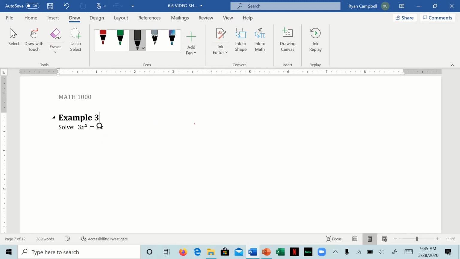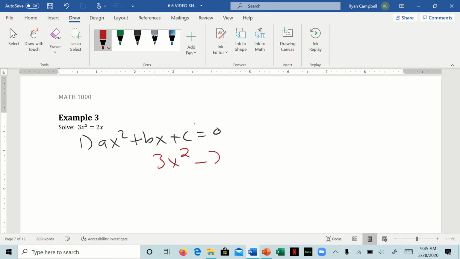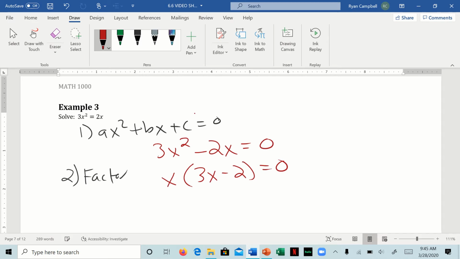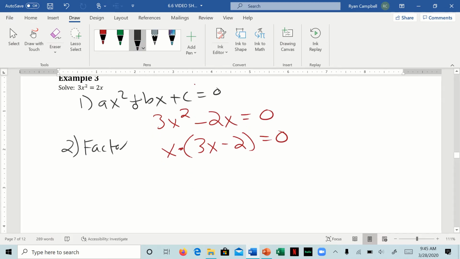So we're just going to go step for step, right? Step 1, get it in that right form, ax squared plus bx plus c equals 0, right? Get everything over to one side. So if we do that, we see we have 3x squared minus 2x equals 0. Step 2 is to factor. So we see that we can factor out an x in both of these terms. And we're left with 3x minus 2 equals 0. And now we have a product. So since we have a product, we can use our zero product principle.